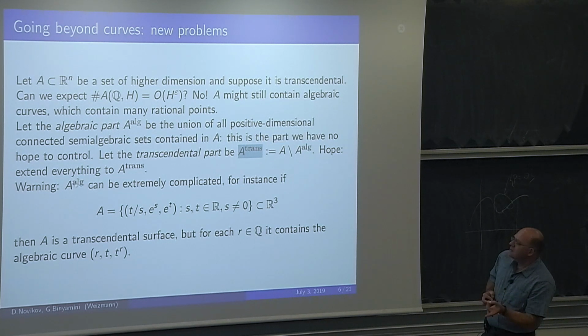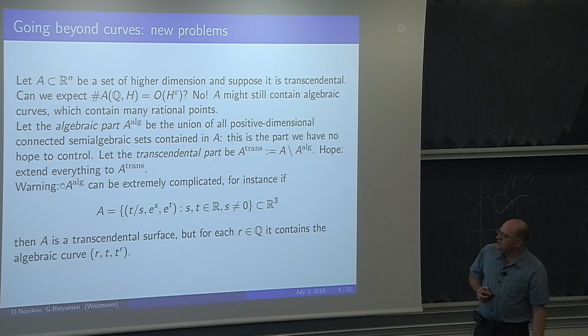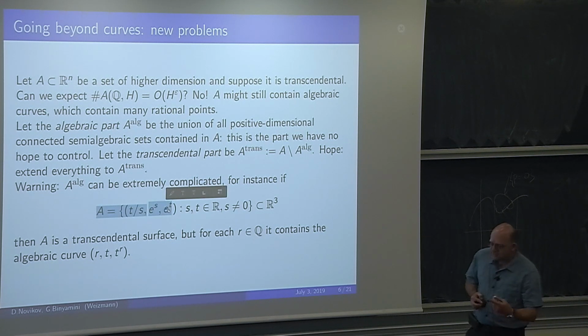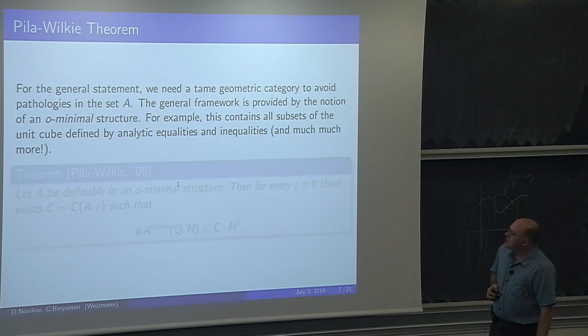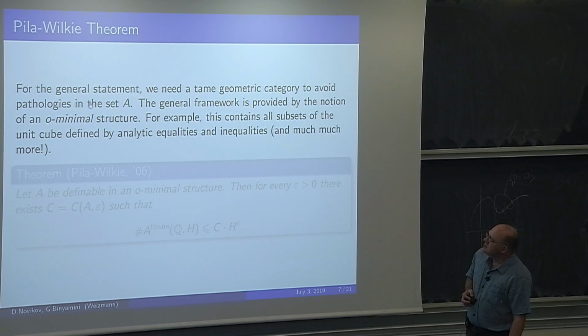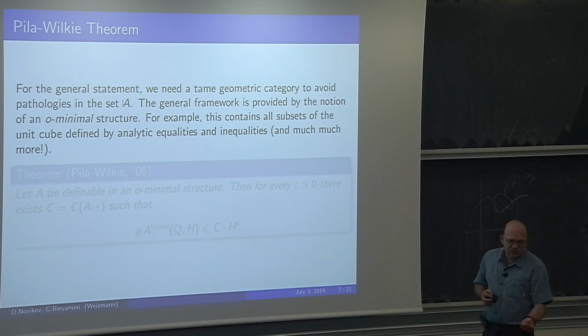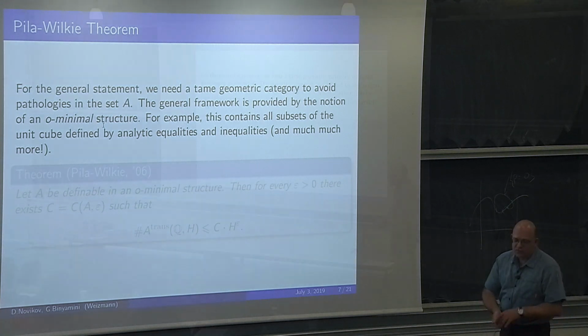And this is where we can count the rational points. So this is an example of how this could look. The curves can be dense in the set. For example, in this example, for any rational number you get an algebraic curve inside your set, and you should take all of them away. Second, we worked with analytic curves. So in general, there is no hope to prove something for all sets.